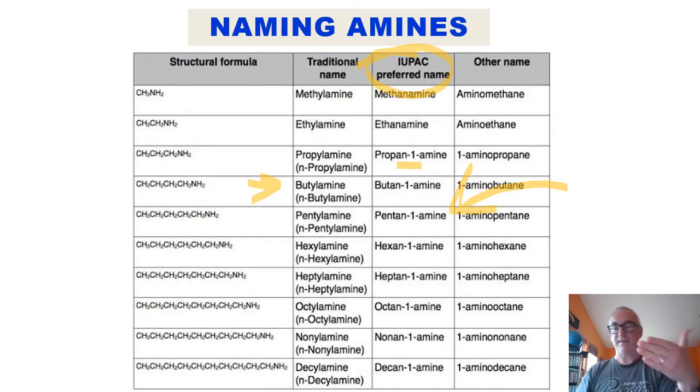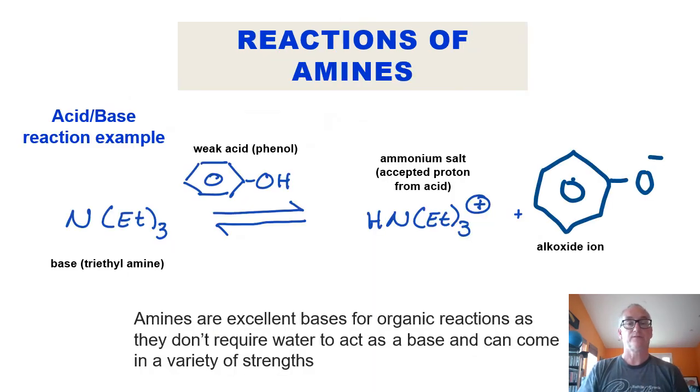So methane, ethane, propane, butane, pentane, we remember those. And so just put amine at the end. Now, if we move the location of the amino group, then you would just put it 2-propanamine or 3 or wherever it is. Remember, trying to give it the lowest number possible. So what are some of the reactions?